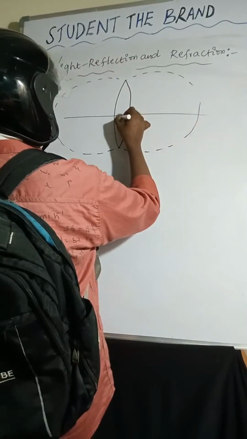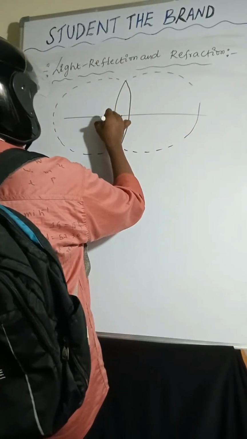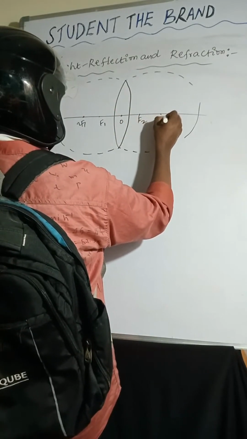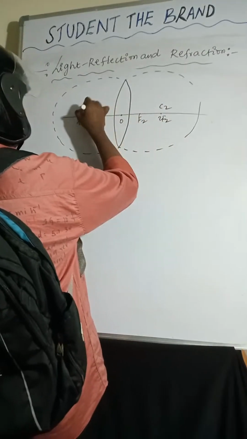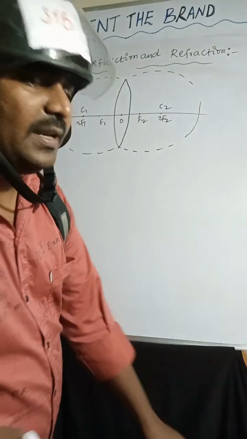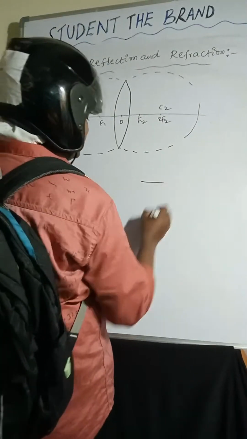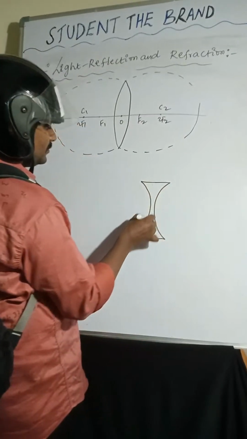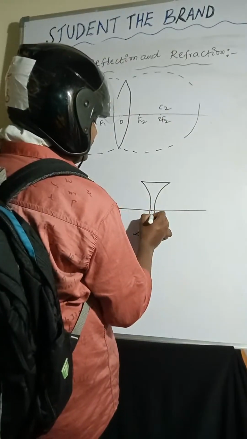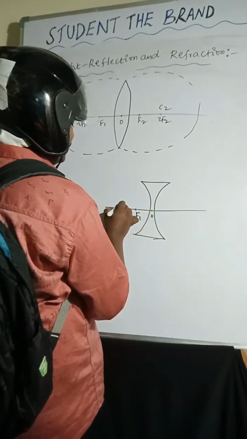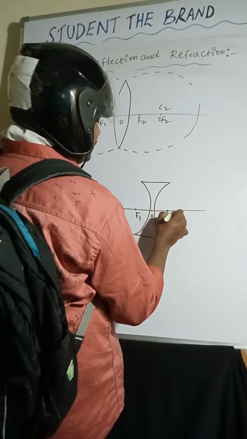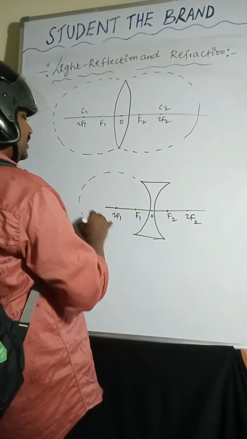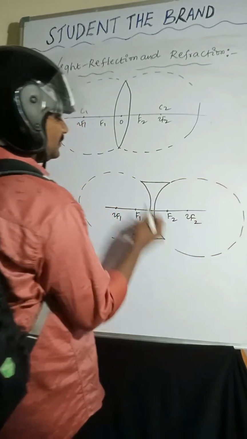So this is a part of this sphere, and here also part of this sphere. Optic center, F1, 2F1, F2, 2F2. That is also C2 we can take. This is C1. Even for concave lens also, I am taking here optic center, F1, 2F1, F2, 2F2. It's a part of this sphere, and here also part of this sphere.